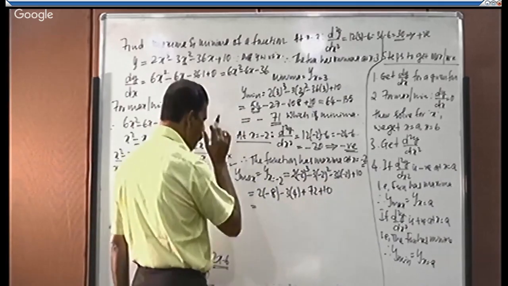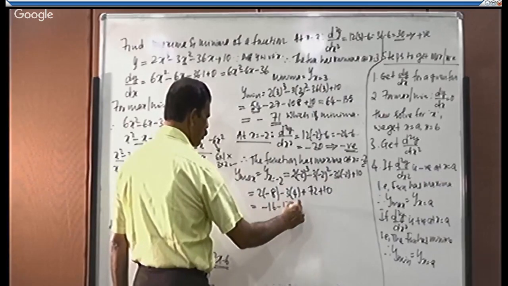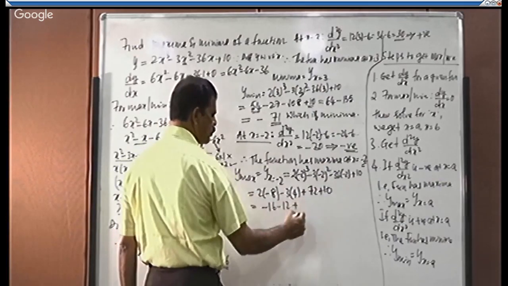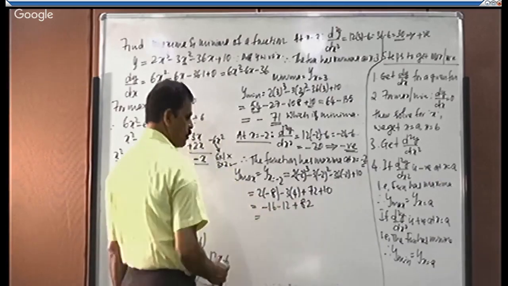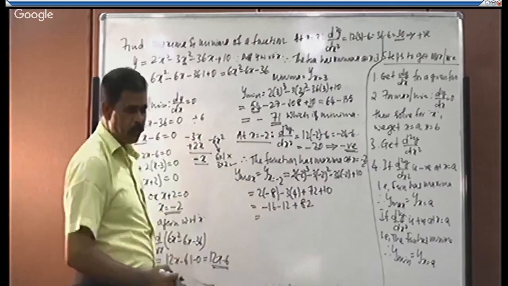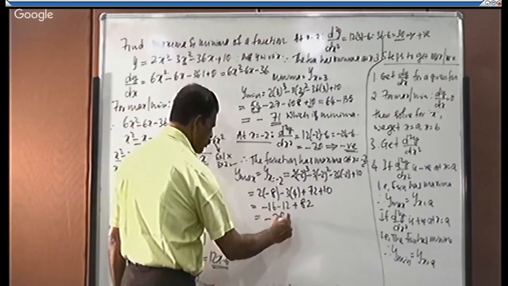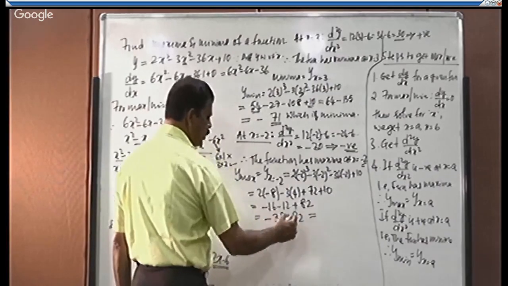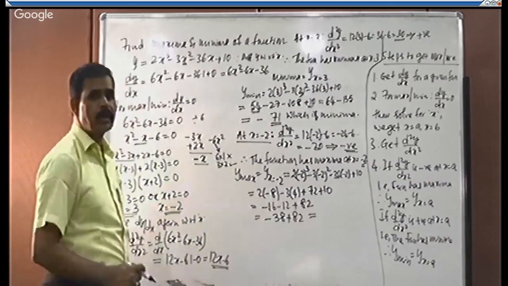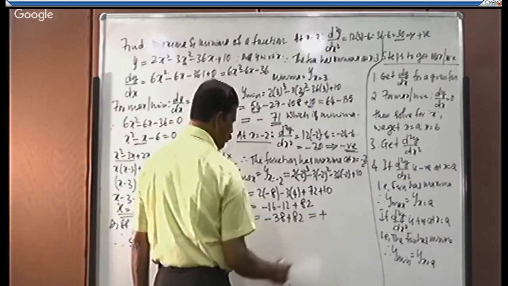That is equal to minus 16 minus 4 threes are 12, plus these are the positive numbers. I can write 82, 60, 16, 12, both are negative. It becomes minus 38 plus 82, which is equal to... If I take the difference, the answer will be the bigger number's sign. The bigger number is 82, positive. We will get positive.